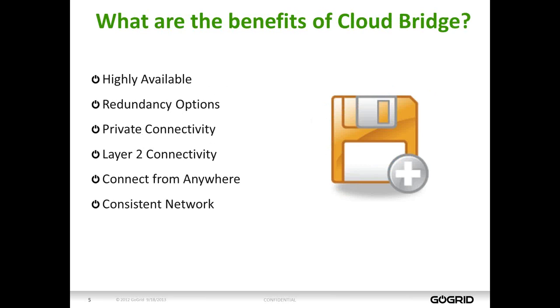Let's go ahead and go over what are the benefits of the Cloud Bridge, Josh. The first benefit is that it's highly available. Cloud Bridge is installed in pairs that are on separate power and racks. Redundancy options. Purchase 2 ports of the same speed to gain redundancy and double your bandwidth. Private connectivity. Cloud Bridge connects to your private GoGrid VLAN.